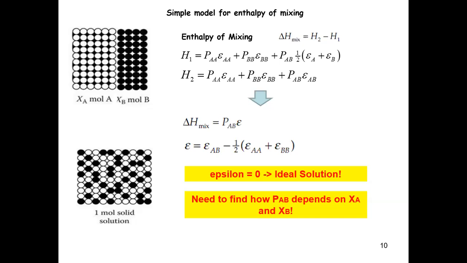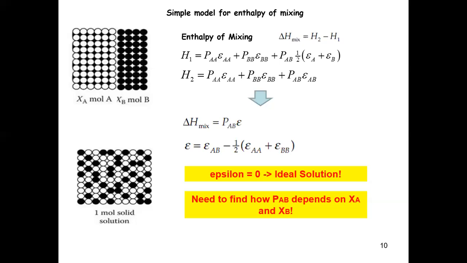So we're still one step missing because this is still PAB, where we're trying to express PAB in terms of the molar fraction of A and B atoms. This now is the number of AB bonds in the mixing. So we're still one step further.